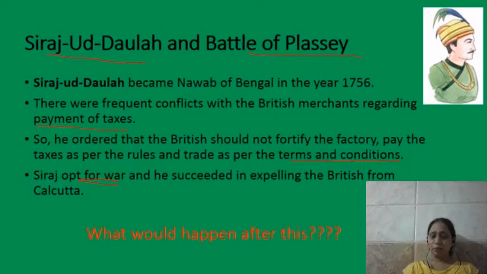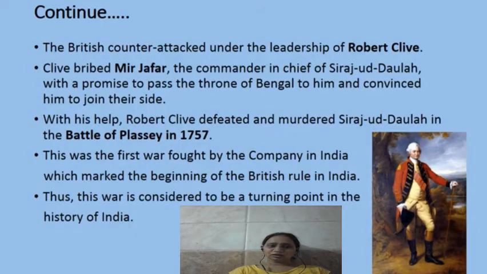But yeah, what is the outcome of this war? Siraj-Ud-Daulah won, and the Britishers had to move out of Calcutta. Okay, but see later what happens. The British counter-attacked under the leadership of Robert Clive. As the British were defeated, they again counter-attacked Siraj-Ud-Daulah, and this time under the leadership of Robert Clive. Clive bribed Mir Jafar.